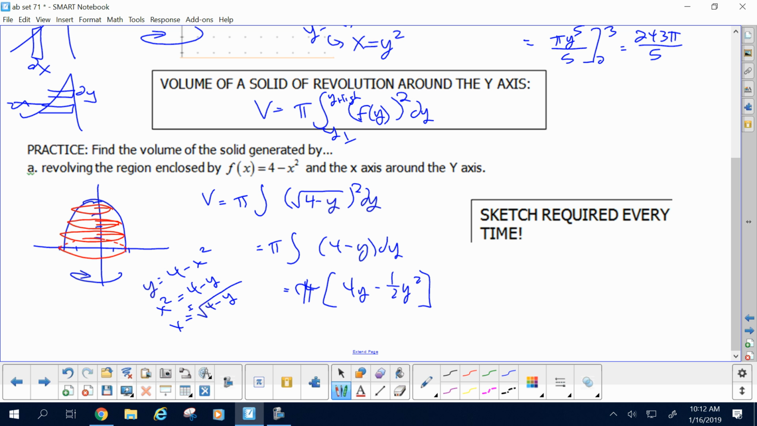How are we doing? Are the limits negative 2 to 2 or 0 to 4? 0 to 4, so what are we getting here? Maybe 16 minus 8 minus 0. What'd you get? You get 8 pi for volume. Okay.